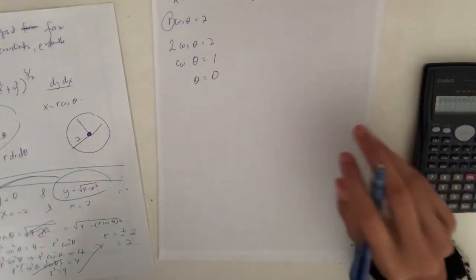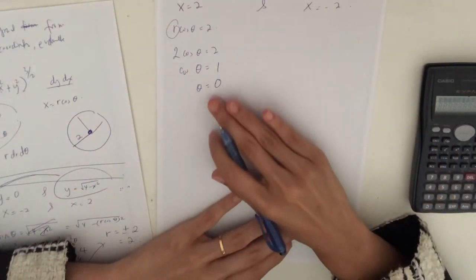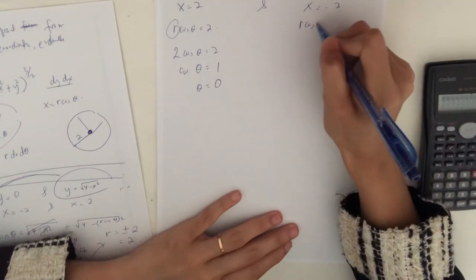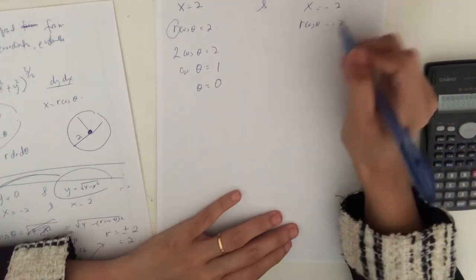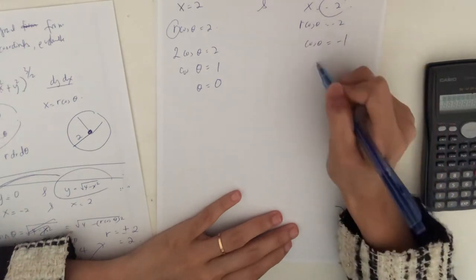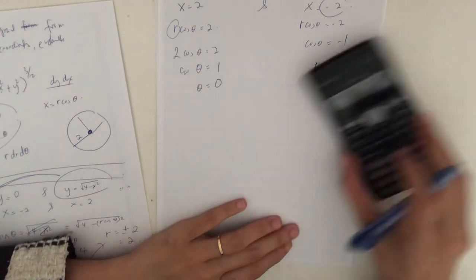So your theta here is 0. Okay, class? The first limit for theta here is 0. So we go to the second one. So r cos theta, the same thing. But now you can see that this is negative 2. So because cos theta is negative 1, theta is equal to cos inverse negative 1, 180.